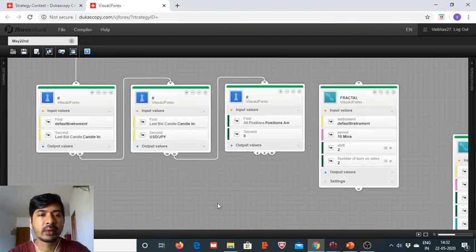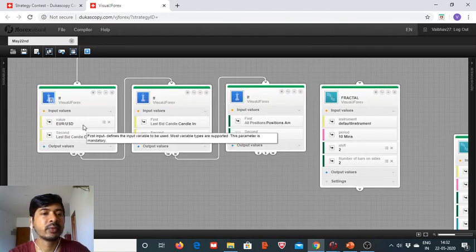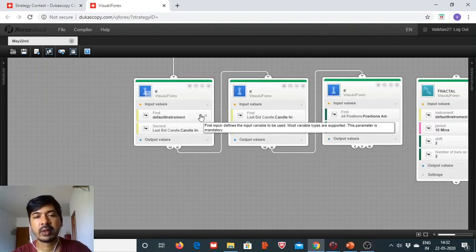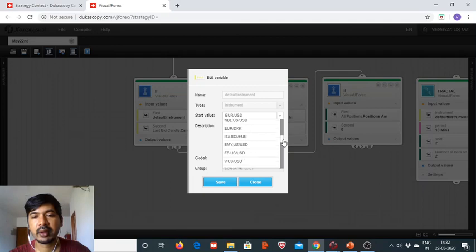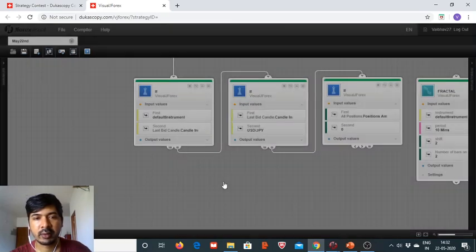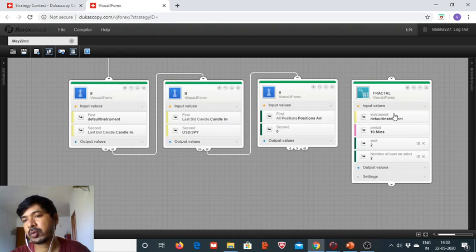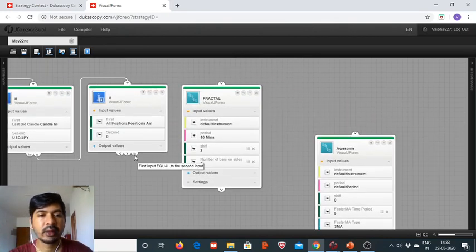and what happened here? Oh, we forgot to change this default instrument from Euro USD to USD JPY. And where is the USD? Okay, we got it. So we save it. Now default instrument has been changed and it should be reflected everywhere. Okay, and default instrument will need to match the last bit candle instrument, and the candle instrument should be equal to JPY. So with that we get the setup going.